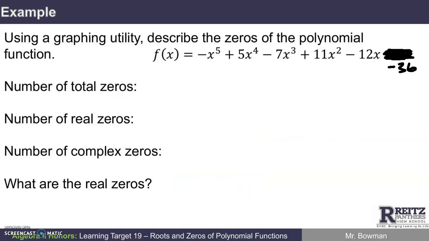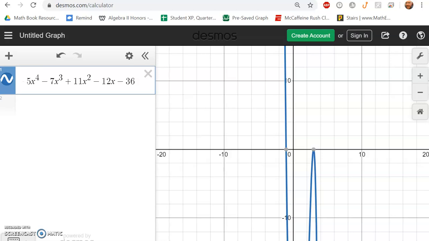Okay, here's another example. This time the function is f of x equals negative x to the fifth plus 5x to the fourth minus 7x cubed plus 11x squared minus 12x minus 36. I originally had it as plus, and I realized that was a typo on my part. So how many total zeros are there? This many. 5 zeros. How many of them are real zeros? Well, for that we're going to have to look at the graph. So here is the Desmos graph.